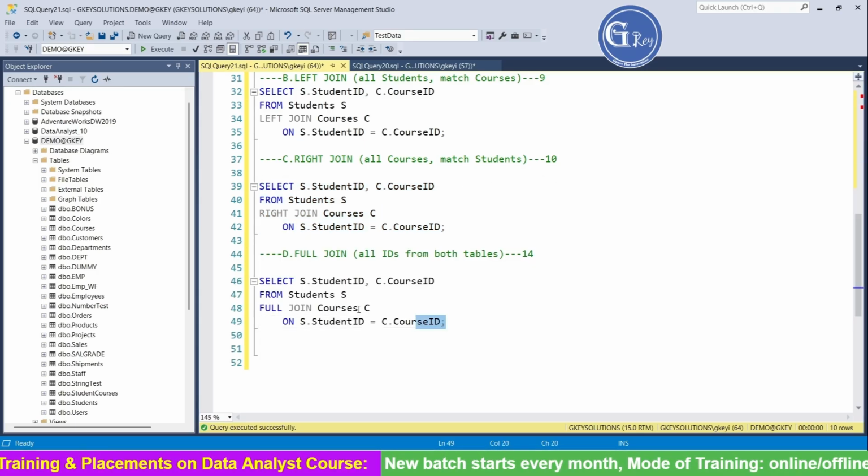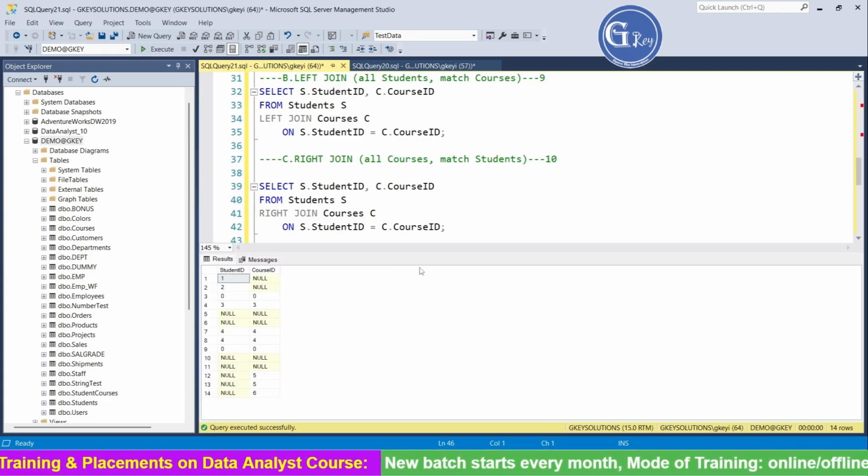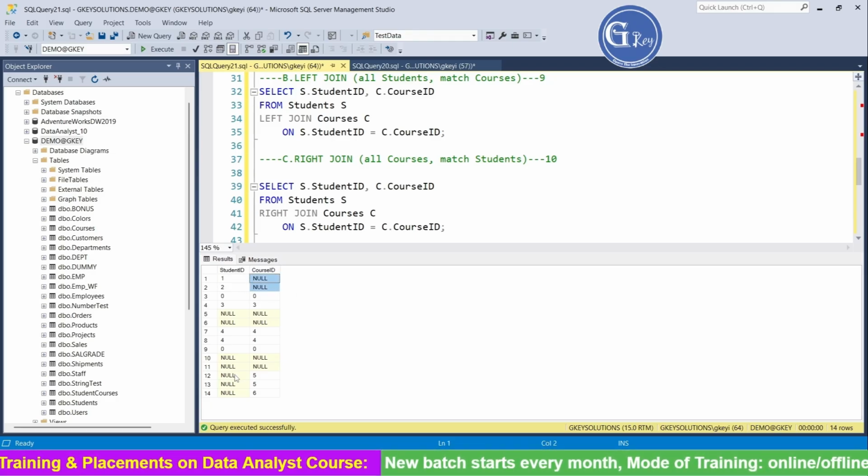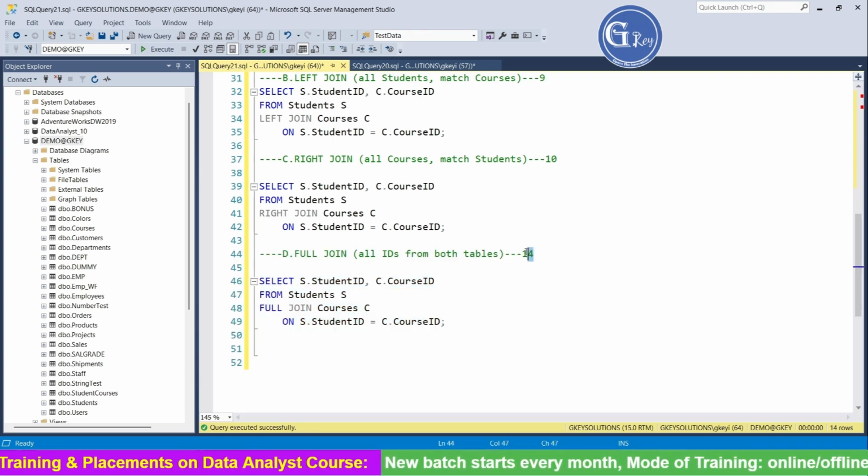And coming to the full outer join, what will it do? It will display all values from the right and left tables, and where there are no matches, it has given null values. In such a way, it has given 14 records.